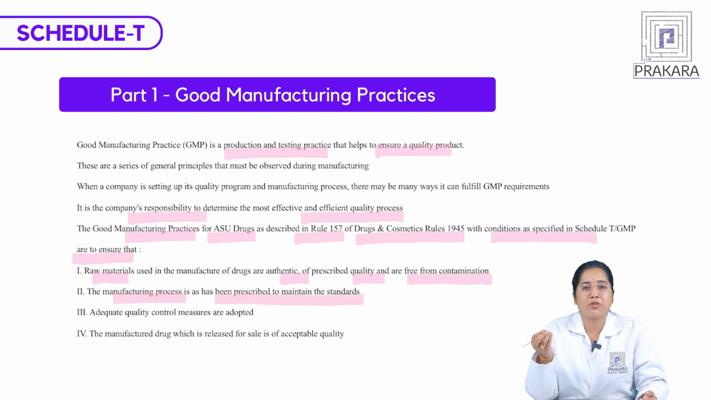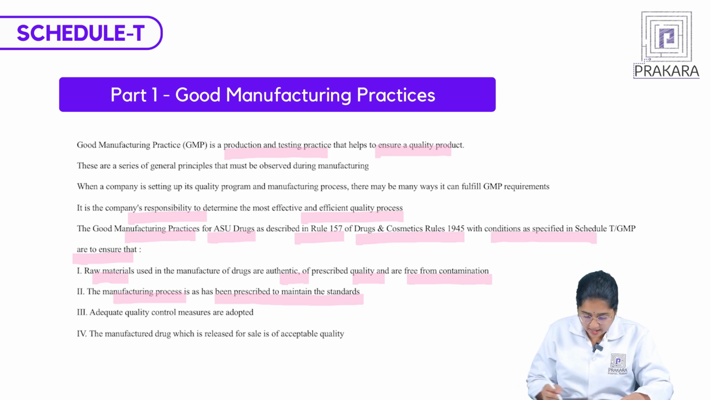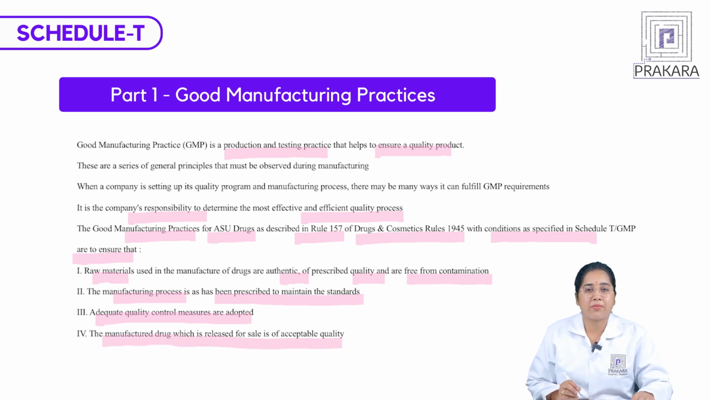See, definitely there must be an SOP, a standard operating procedure, which is documented, and they should follow the same. And if they are changing anything, adding or deleting any step in an already documented formulation, they should report to the different authorities, the new formulation should be recorded again, and adequate quality measures adopted. Then the manufactured drug which is released for sale should be of acceptable quality.